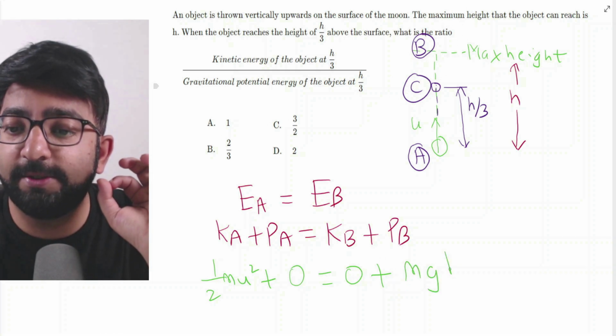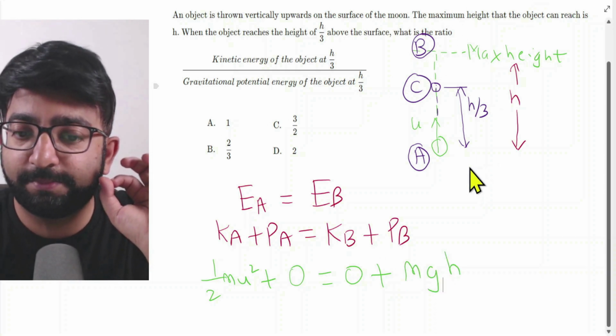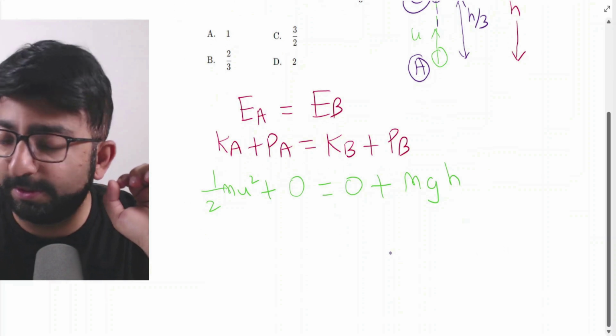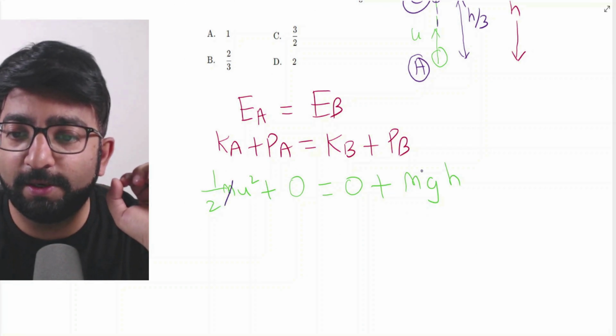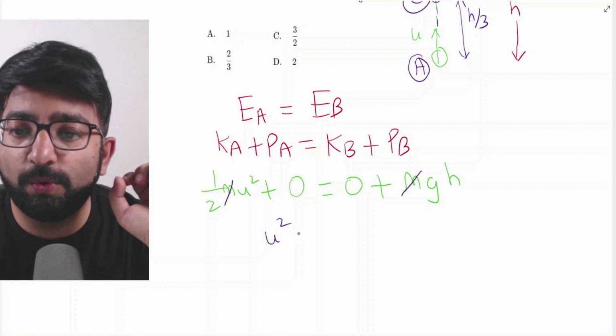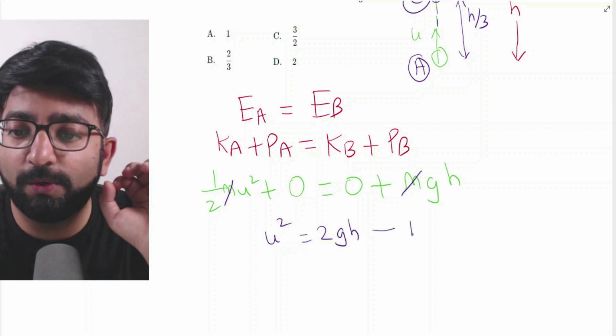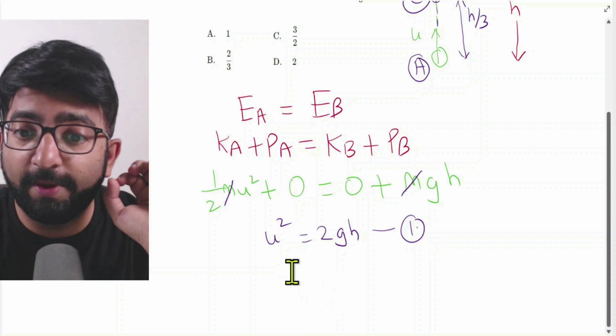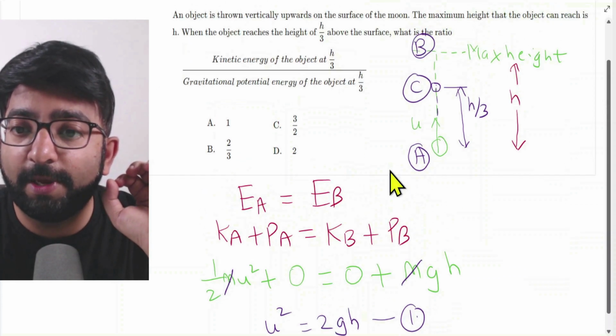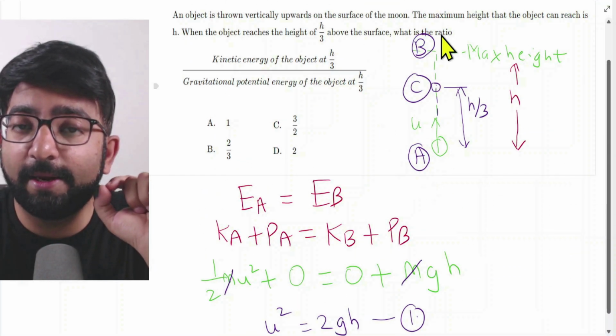Now, the height h is already given in the question. And let us try to simplify this expression. So we can see m will get cancelled out. We will get u square as 2gh. Now, consider this as equation number 1. So how did we arrive at this conclusion? We have equated the energies at A and B.